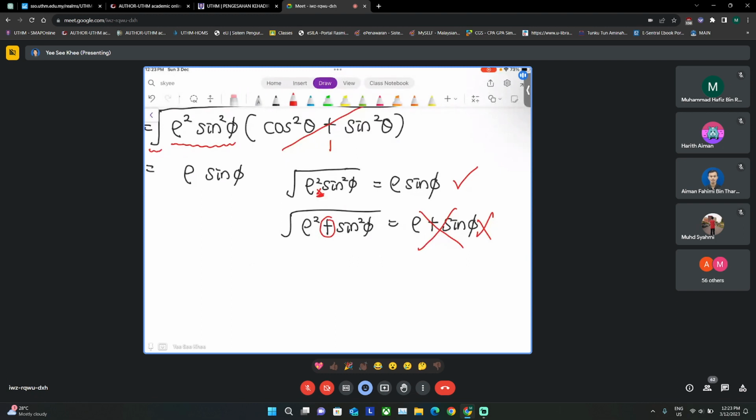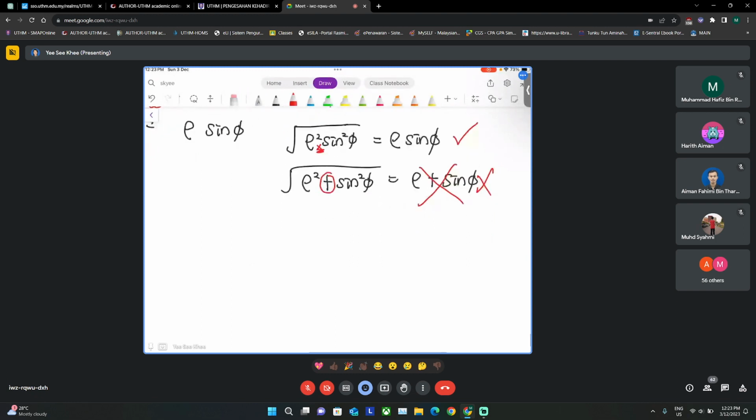If you cannot remember this concept, you can just assume you have a 4 multiplied with a 4. The square root of that gives you 4. On the other hand, you have 4 plus 4. How about this one? This one will give you the answer square root of 8, right?